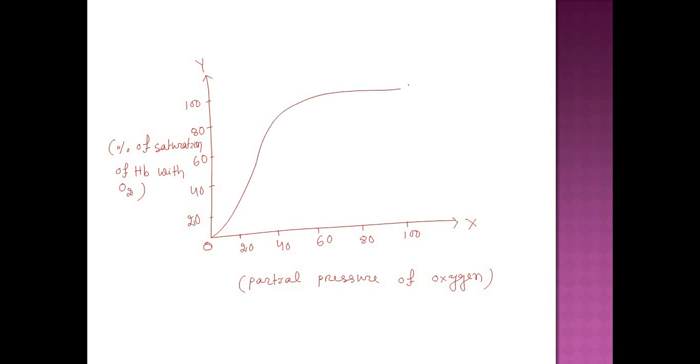This is called the oxygen dissociation curve. And this is a sigmoid curve, which resembles an S. So you see that, and this curve is affected by the temperature and other factors also.